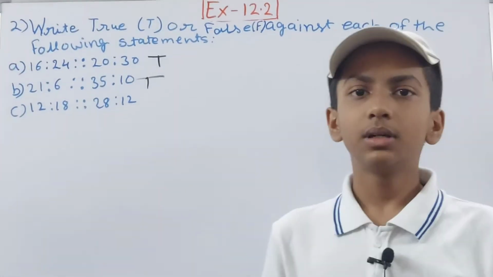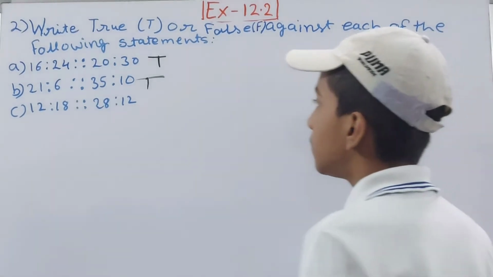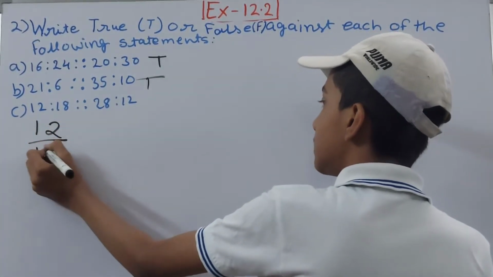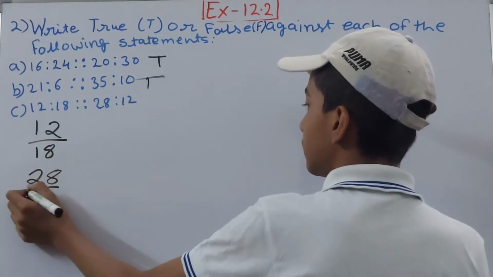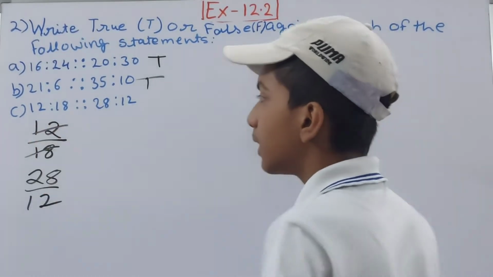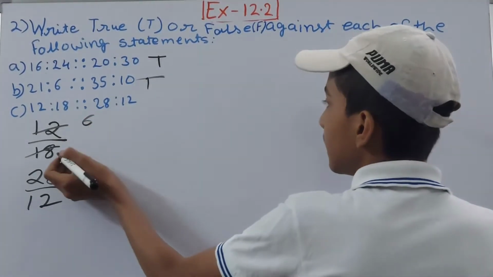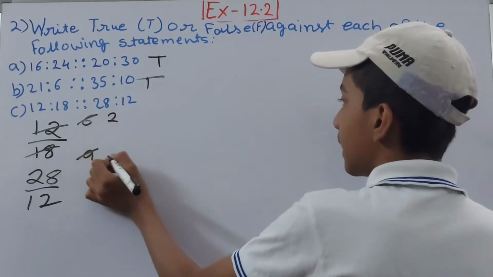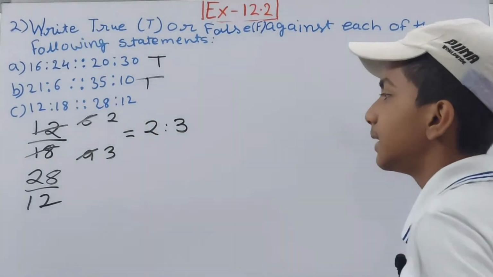Now next part is 12 is to 18 as 28 is to 12. Again, first of all, we will make the ratios into fractions. So this is 12 upon 18, and this one becomes 28 upon 12. First of all, 12 and 18 both are divisible, by 6 you can do, or by 2. It is totally up to you. I'll do by 2, so 9. Now by 3, so 6 goes 2 times and 9 goes 3 times. This becomes 2 is to 3.